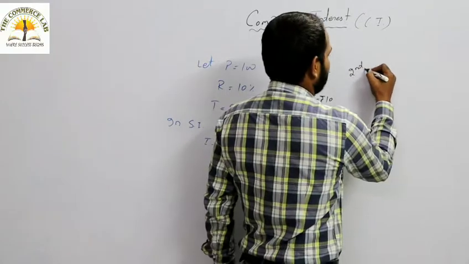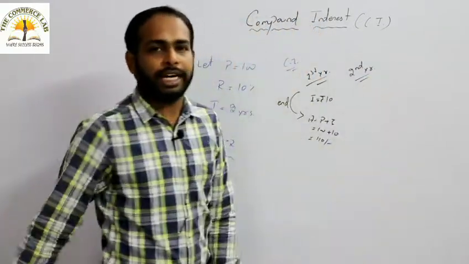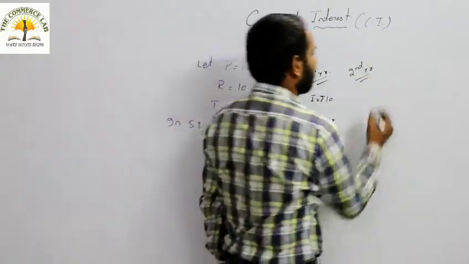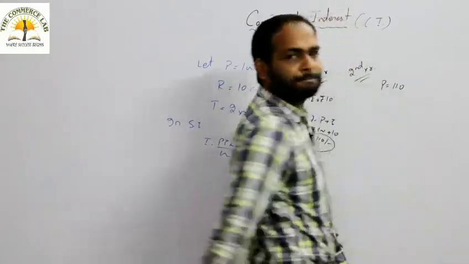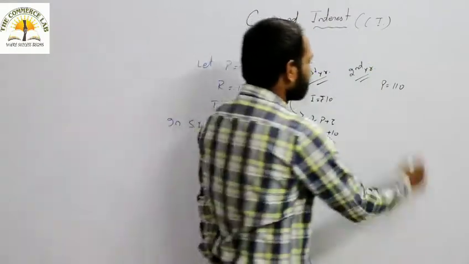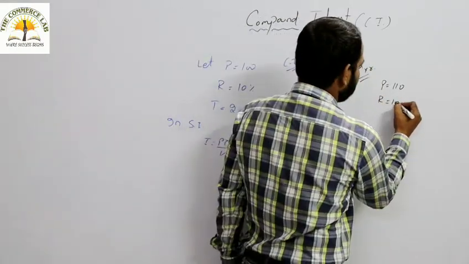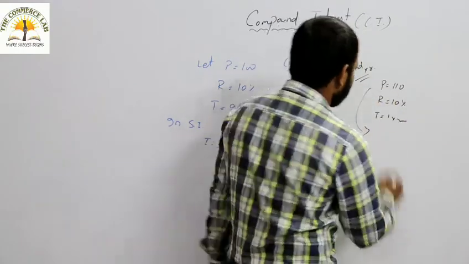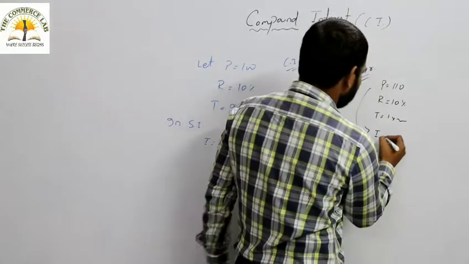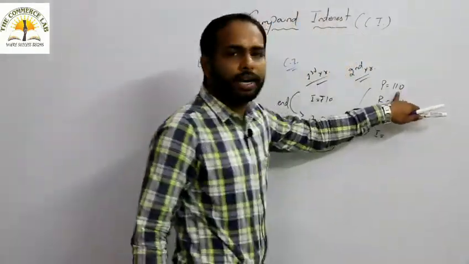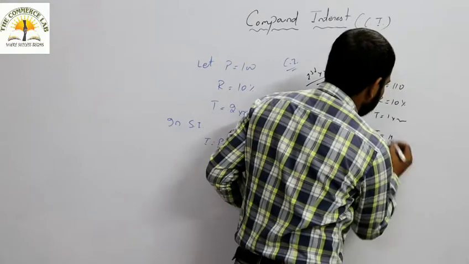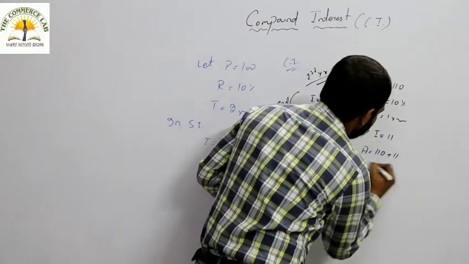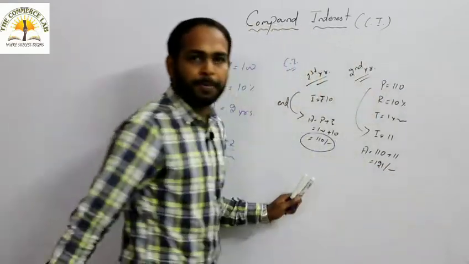In the beginning of the second year, this amount becomes principal, that means P equal to 110. Then R equal to 10%, and T equal to again 1 year. So at the end of the second year, I equal to 10% of 110, that is 11 rupees. So amount equal to 110 plus 11 is equal to 121 rupees.